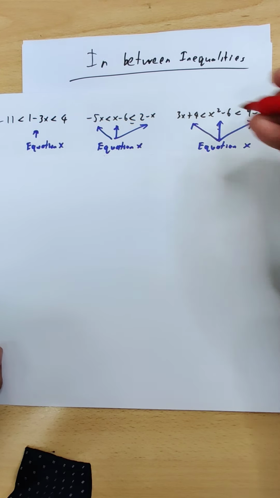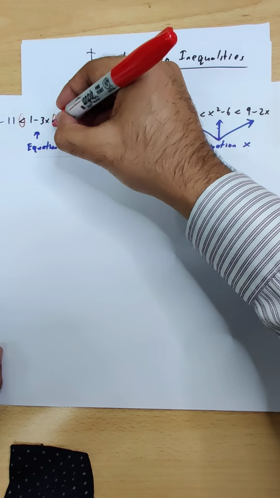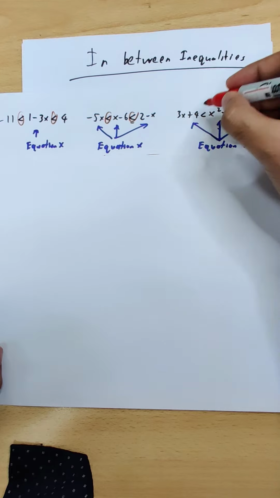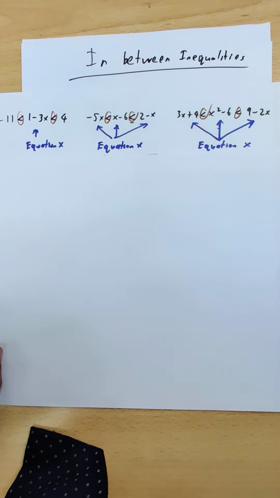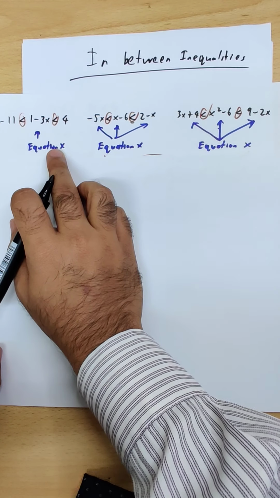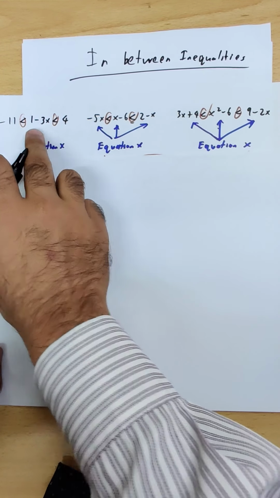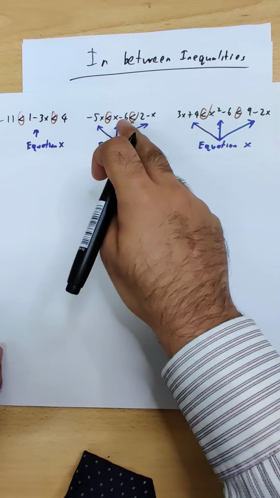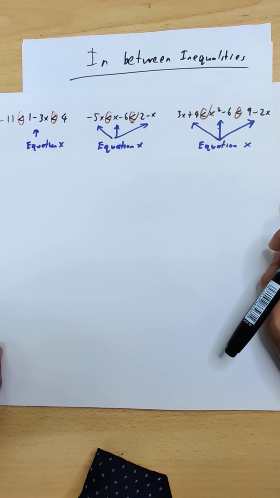Why do I call it in-between? Because as you can see here, there's an inequality sign, and in each of them there are equations. But for this case, there's only one difference: there's only x in the middle. For the other two cases, there are x's on the other two sides as well.